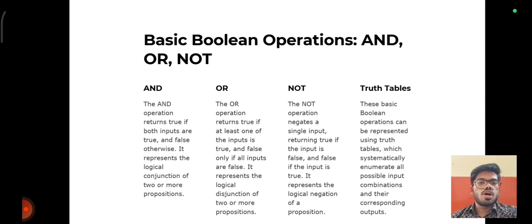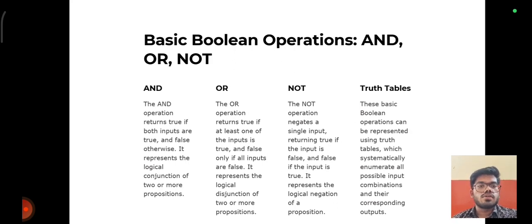The AND operation returns true if both inputs are true and false otherwise. It represents the logic conjunction of two or more propositions. The OR operation returns true if at least one of the inputs is true and false only if all inputs are false. It represents the logical disjunction of two or more propositions.